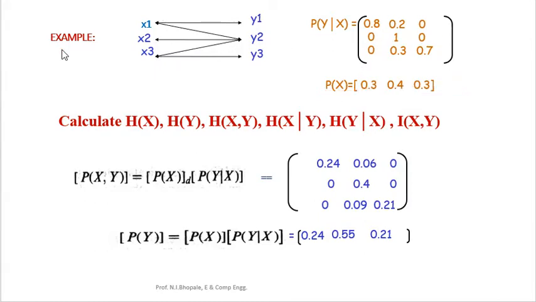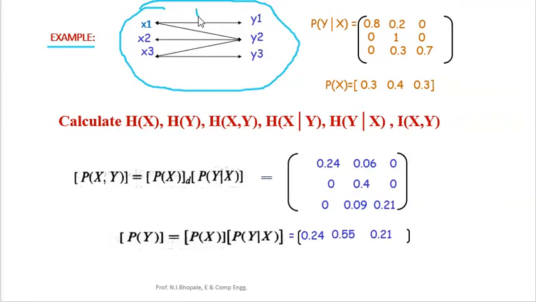So let's say this particular example is tracking about the channel diagram. This is what the channel diagram, x1 associated with y1 as well as y2. Right now the probabilities are not specified here, but let's assume that this is the reflection of this particular channel diagram. So P of y given x is provided to us.